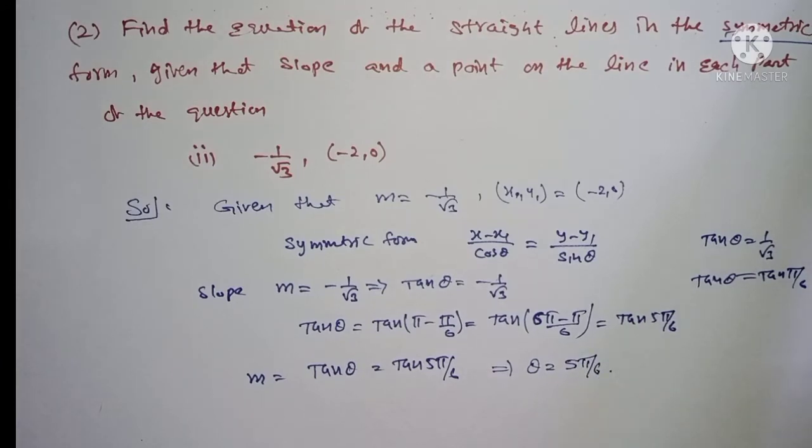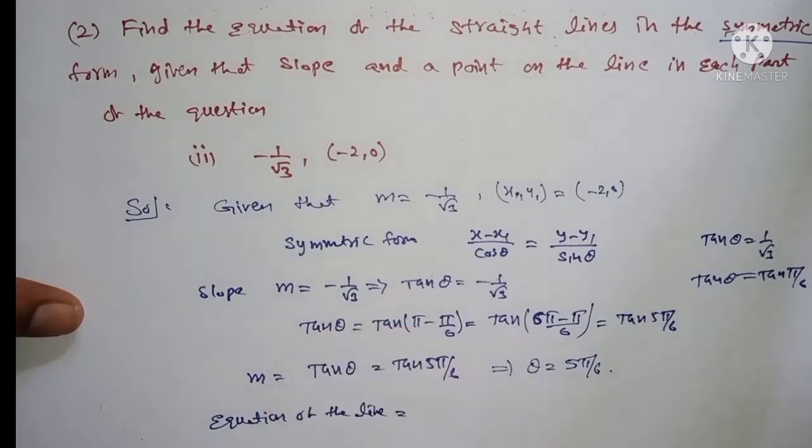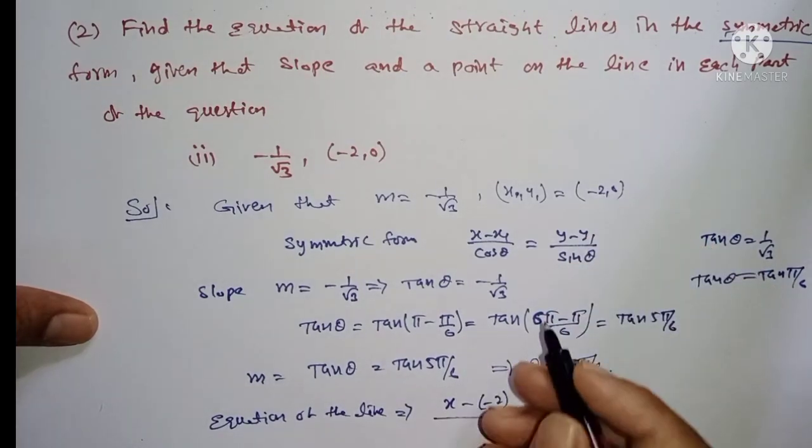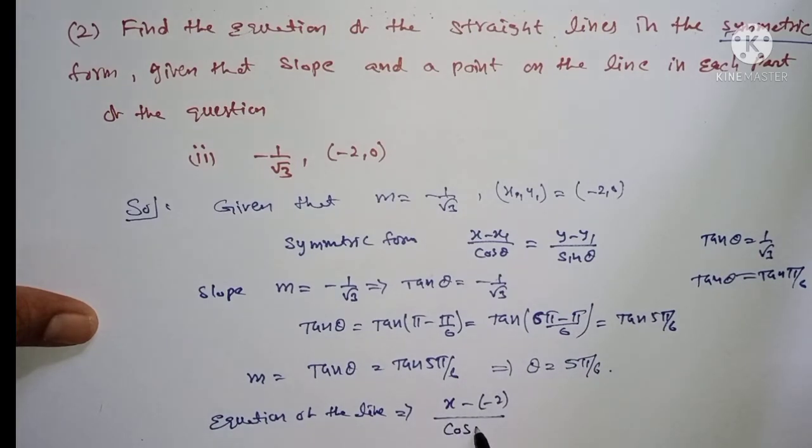Therefore the equation, I can write here, the equation of the line in symmetric form only. Therefore (x minus x1), that is x minus (minus 2), by cos theta, cos 5 pi by 6, is equal to (y minus y1), which is nothing but y minus 0, by sin 5 pi by 6.